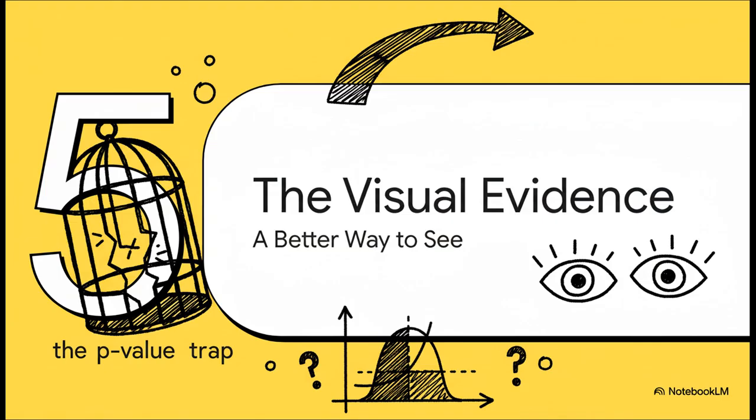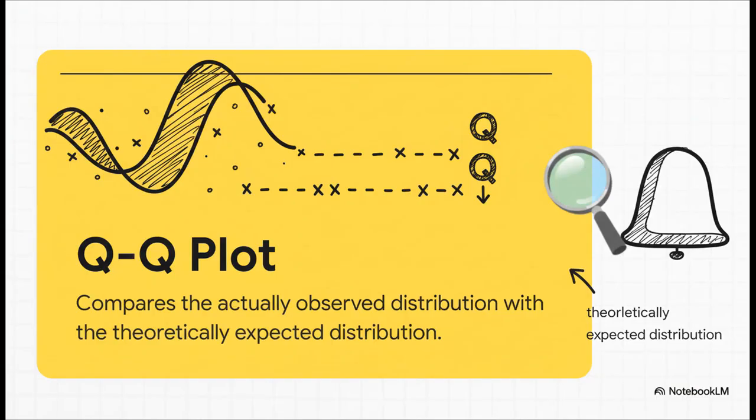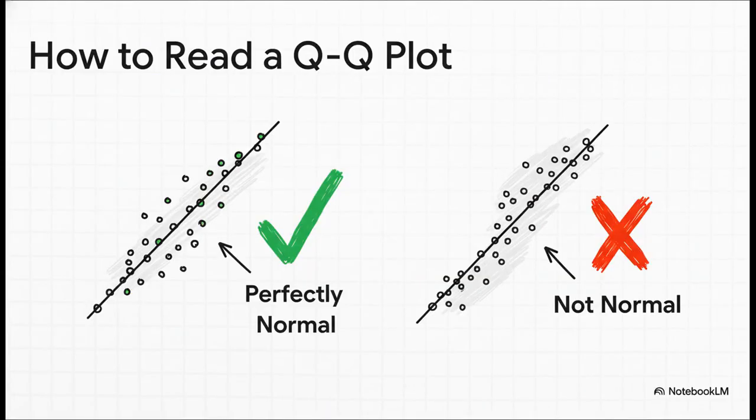So, if the p-value is a trap waiting to happen, how do we get out of it? Simple. We use our eyes. The graphical approach gives us all the context and nuance that a single p-value just throws away. And the absolute best tool for the job is something called a QQ plot, which stands for quantile-quantile plot. All it does is this. It plots the distribution of your data against what the distribution would look like if it were perfectly normal. It's a direct comparison.